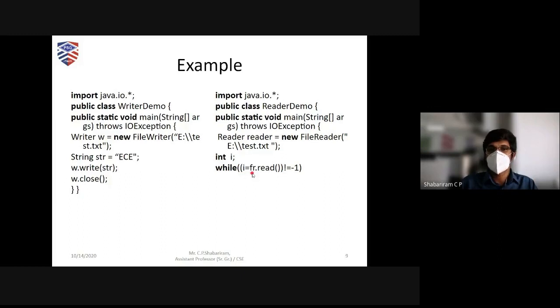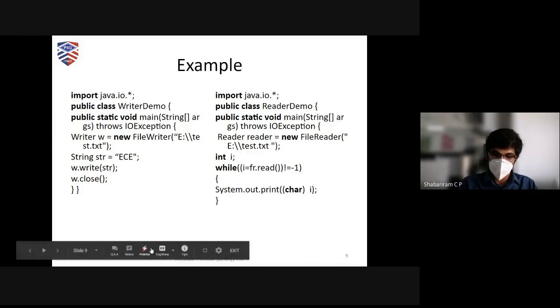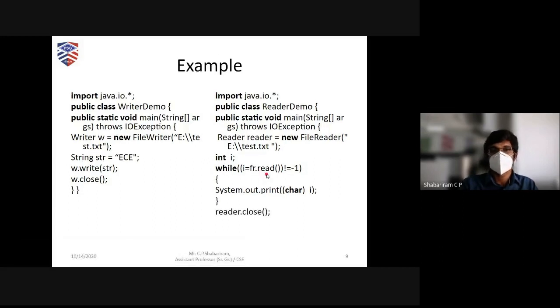Here I'm using the while loop statement. Actually there is a typographical mistake here. You need to replace this FR by reader, right? So simply copy it from the file reader program, that's why it is FR. You need to consider reader instead of this FR. So the statement will be like i is equal to reader.read() not equal to -1.